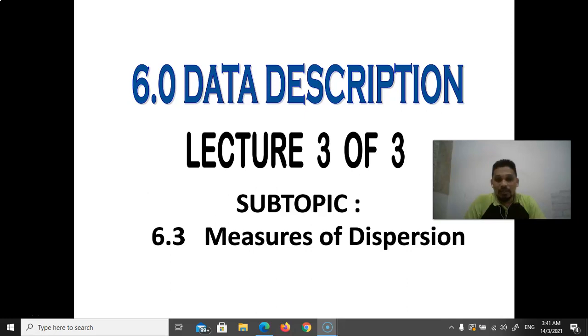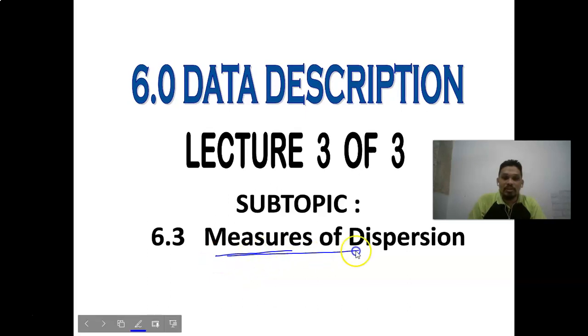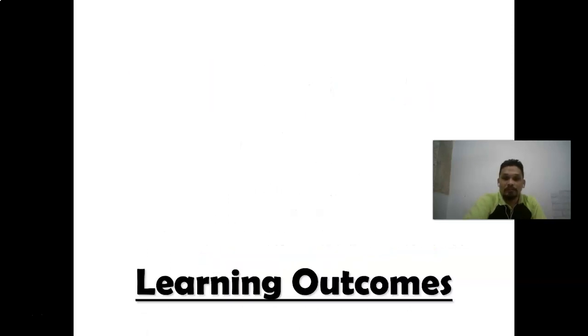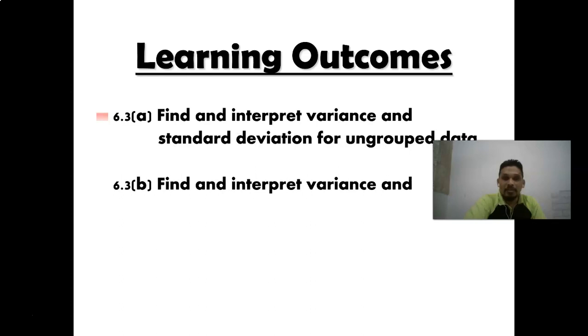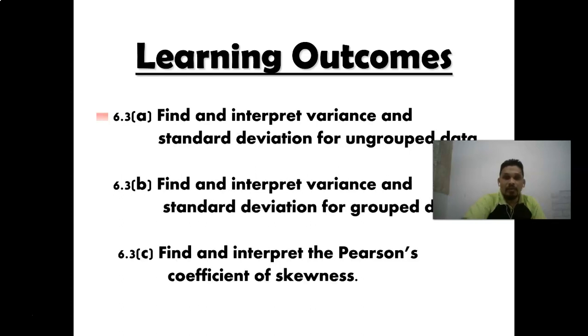Okay, so we are at the end of the last chapter, or subtopic, for chapter 6, or topic 6, data description, lecture 3 of 3, with the subtopic of measures of dispersion. In this video, we are going to find and interpret the variance and standard deviation for ungrouped data, variance and standard deviation for grouped data, and find and interpret the Pearson coefficient of skewness.